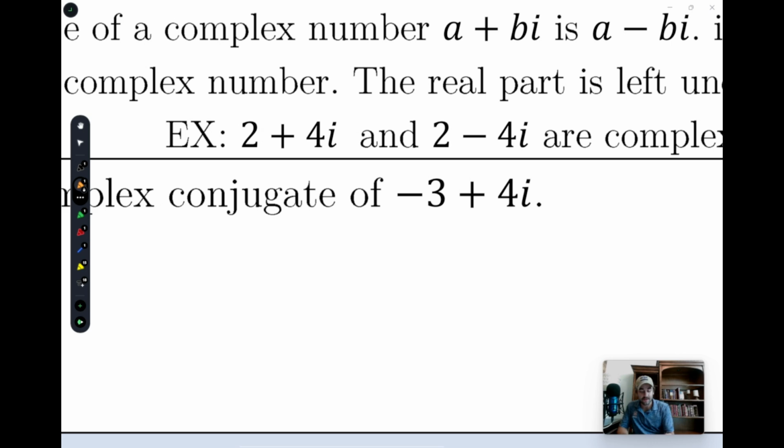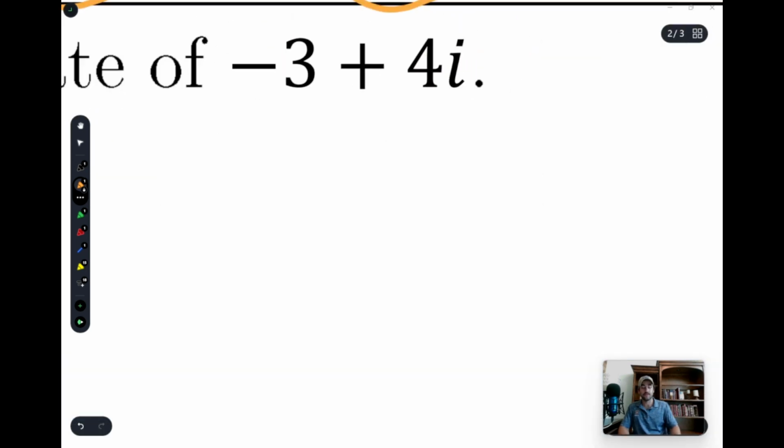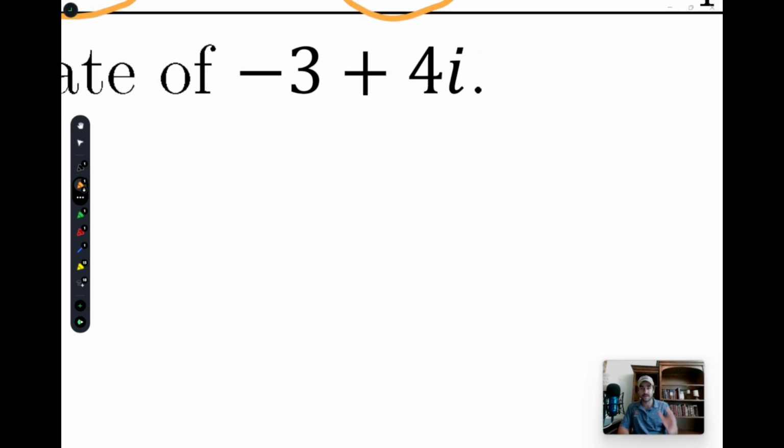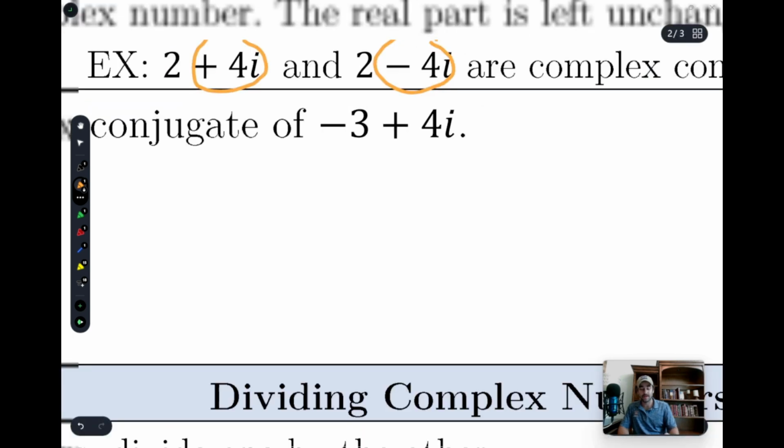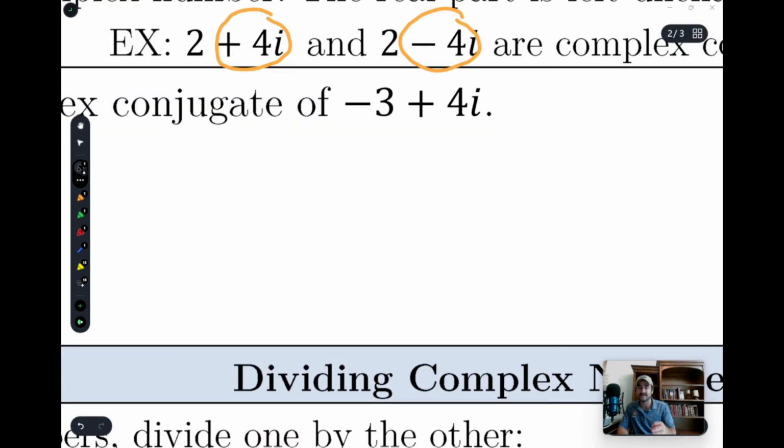You find the i term, whatever term has i, and you change it from positive to negative or negative to positive. And so real quick, let's take 5 seconds. Where's the i term? We're going to change the sign to find the complex conjugate. I'm going to go ahead and define this. We'll say that this is, I don't know, x equals negative 3 plus 4i.